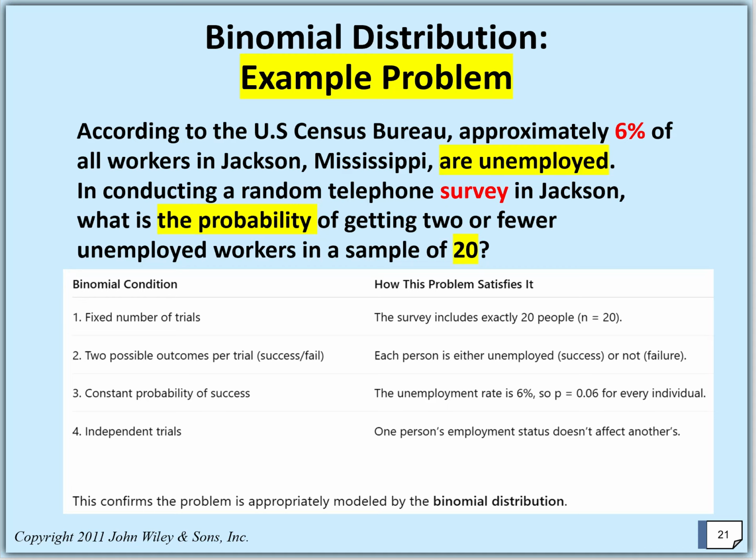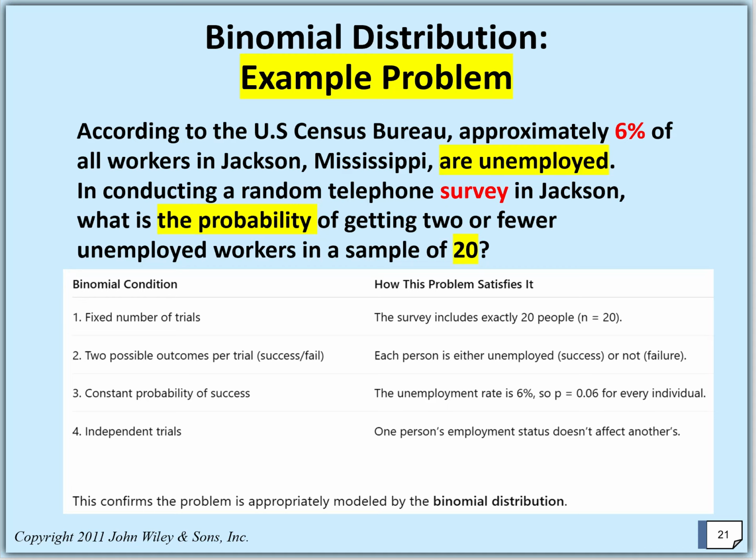So let's do an example for binomial distribution. According to the US Census Bureau, approximately 6% of all workers in Jackson, Mississippi are unemployed. So we have a 6% unemployment rate in Jackson, Mississippi. It's a city.